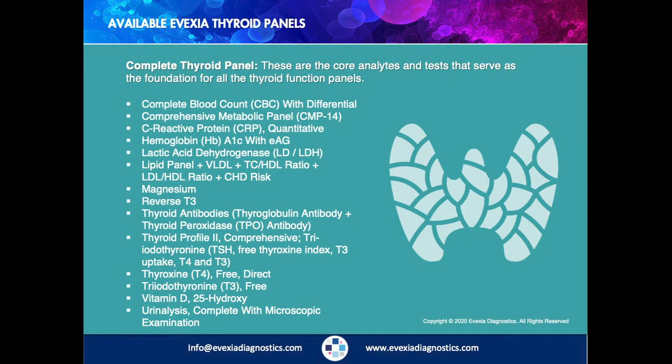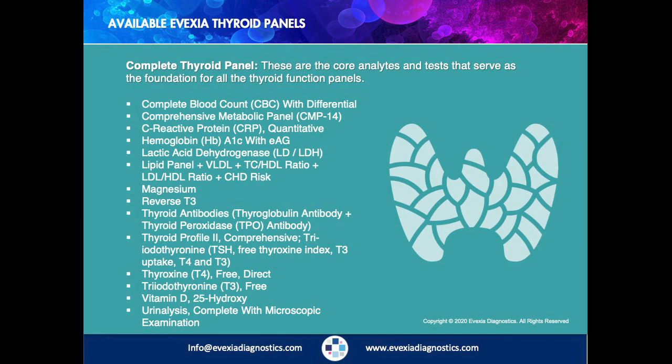Next is the enzyme lactic dehydrogenase. Now, this enzyme is found in many tissues of the body, especially the heart, the liver, the red blood cells, the kidneys, skeletal muscle, brain, and lungs. So, an elevated level of lactic dehydrogenase is going to be associated with various conditions.